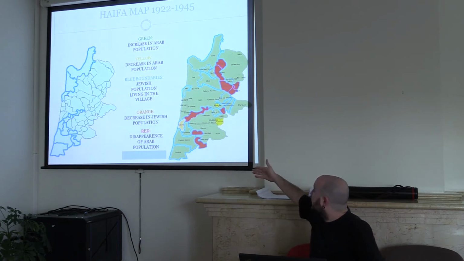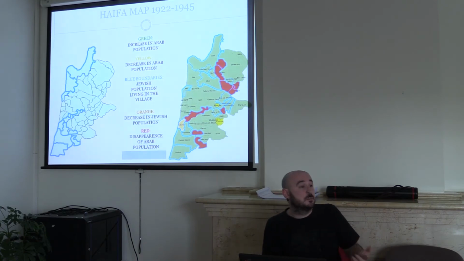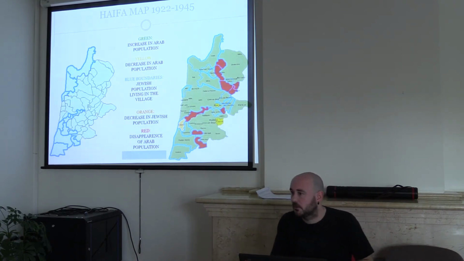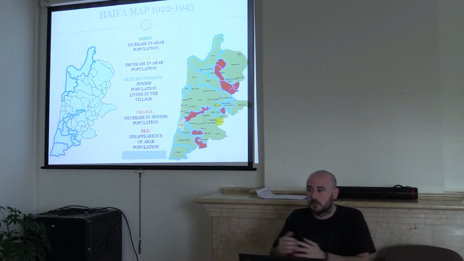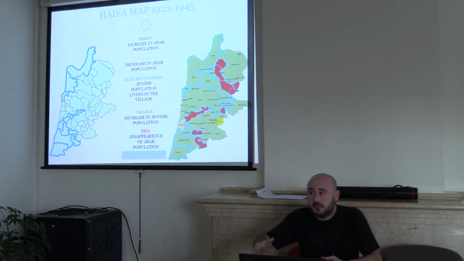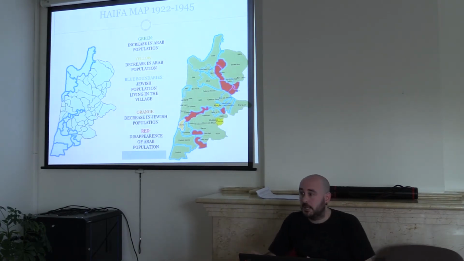Then there are other cases, as you see, where there are land purchases, but there is no decrease of population. That could be because of other reasons, that they bought a small plot of land, or they were not displaced.